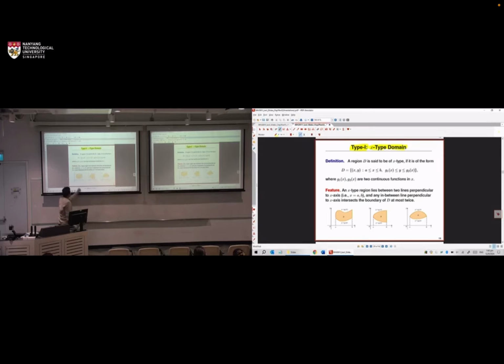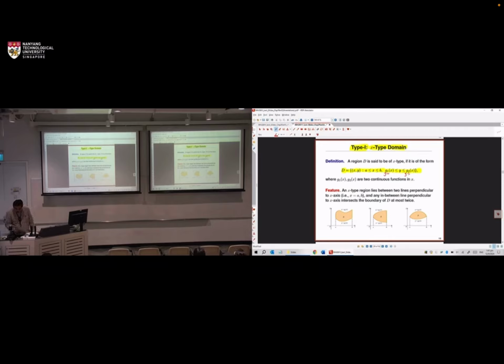A region D is said to be of X type if it's of this form. Your x is between a and b. Your y is between y equal to some function in x and y equal to another function in x, where g1(x) and g2(x) are two continuous functions in x.